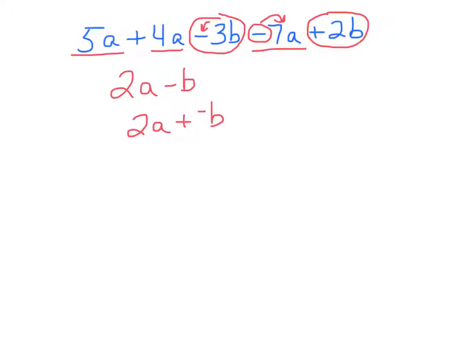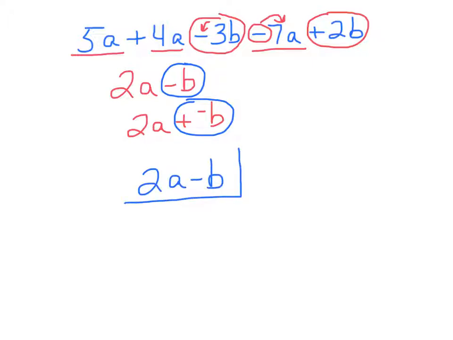Remember that subtracting a number is the same thing as adding the opposite. And although this could be written both ways, most of the time you would see it written as the 2a subtract b in that particular fashion rather than the 2a plus a negative b.